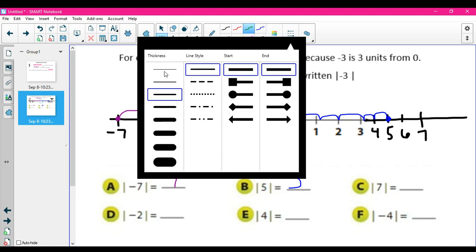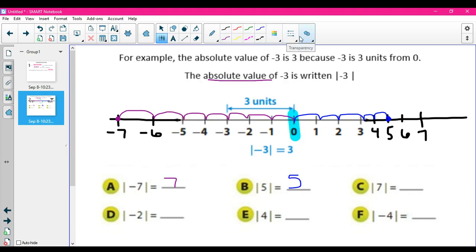Next, we're going to do the absolute value of 7. So I'm going to plot 7, and I'm going to find how far away from 0 it is. 1, 2, 3, 4, 5, 6, 7. So it took 7 jumps to get to +7, so the absolute value of 7 is 7.